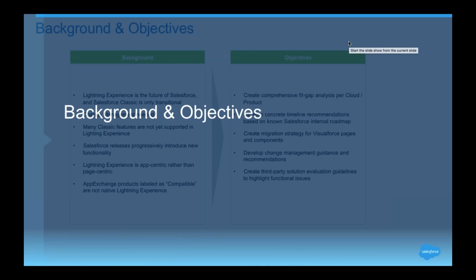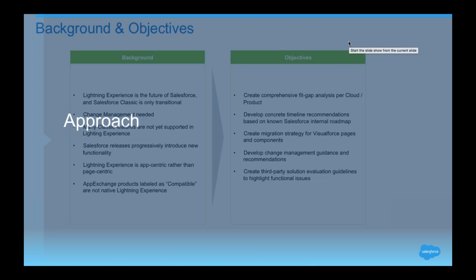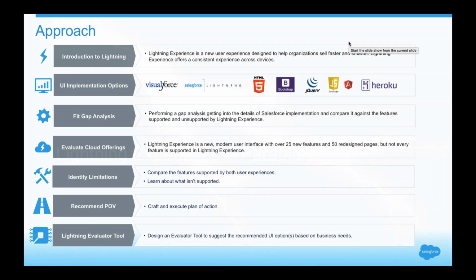So it gives you the kind of background. So I'm going to switch over and go straight to the approach. What exactly are the Lightning UI implementation options? It gives a fit gap analysis, it evaluates your offerings, and it identifies the limitations. And since I did it for American Express, I had to mention the POVs and all that stuff.